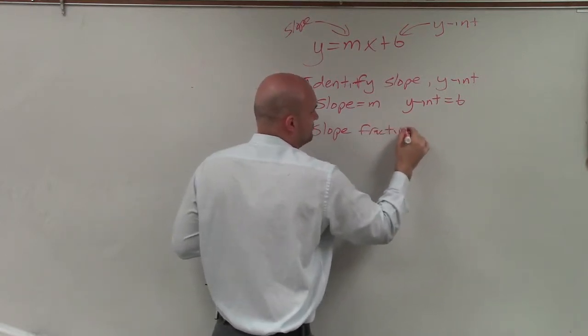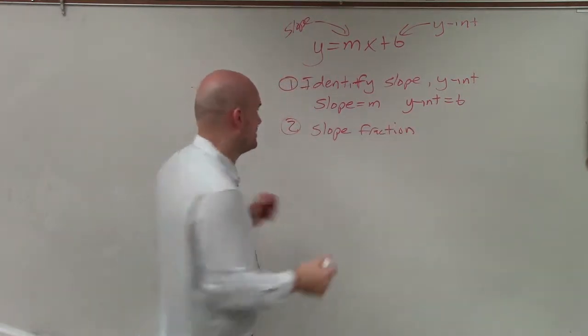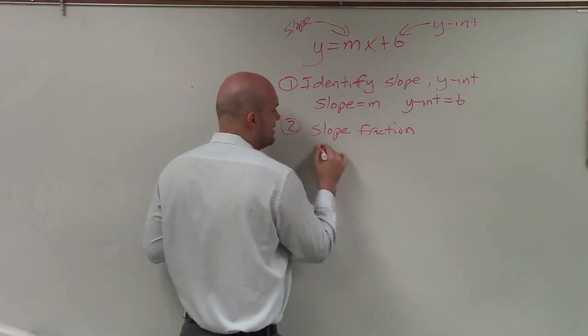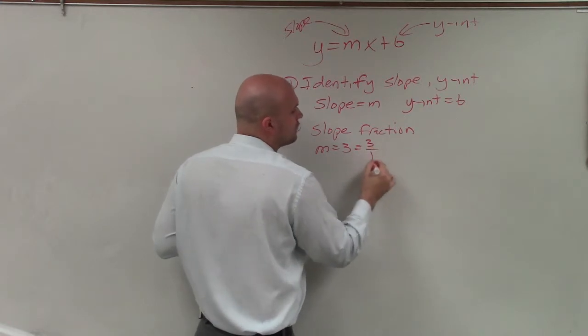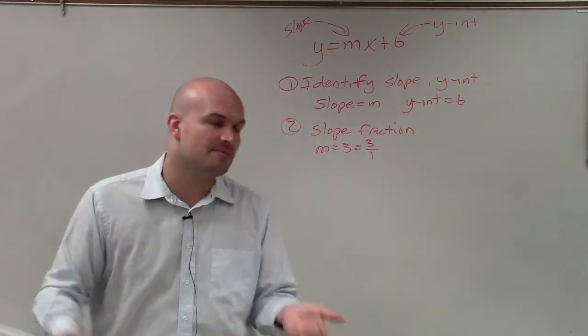Now, the next thing, before I even start graphing, I like to write my slope as a fraction. And this becomes very important, especially if I have, let's say, m equals 3. Well, then I want to write this as a fraction of 3 over 1, because that's going to help me when I'm plotting my points.